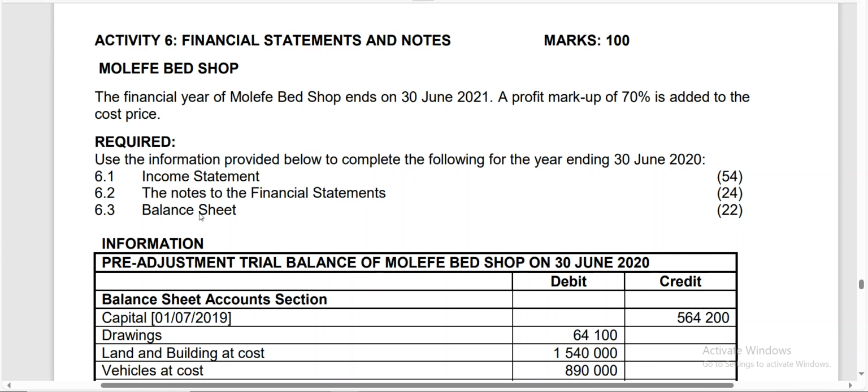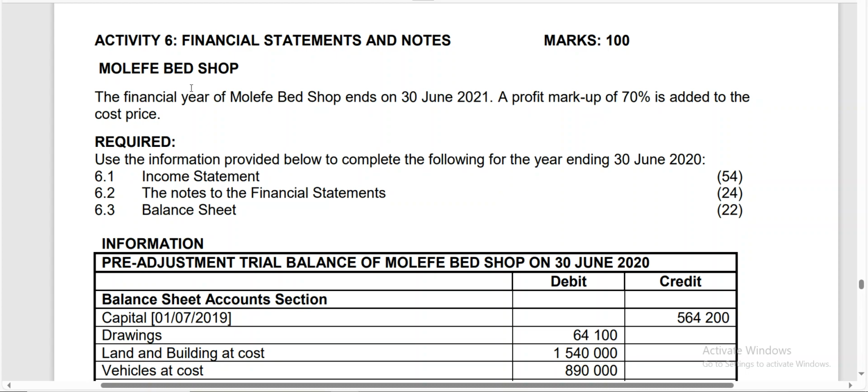In this morning's lesson, we are going to do a balance sheet, combined balance sheet plus income statement, and also some couple of notes. And this is out of 100 marks, but we are going to make sure that we try to be as quick as possible. And I hope that as I do this with you, you will be able to understand.